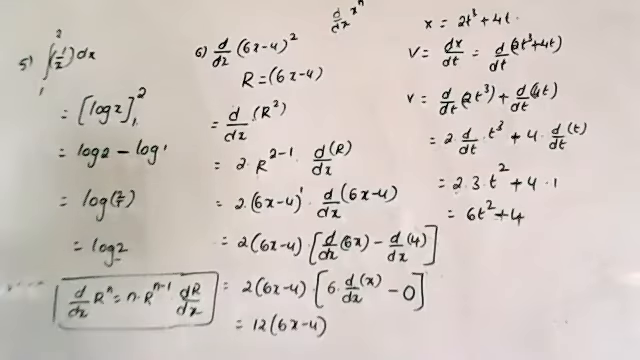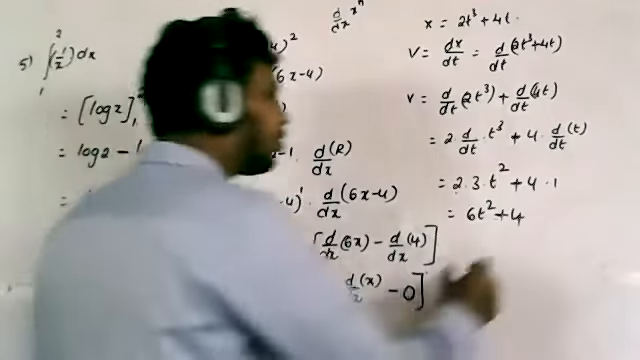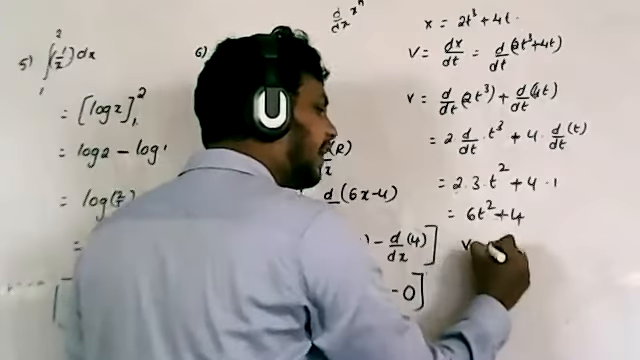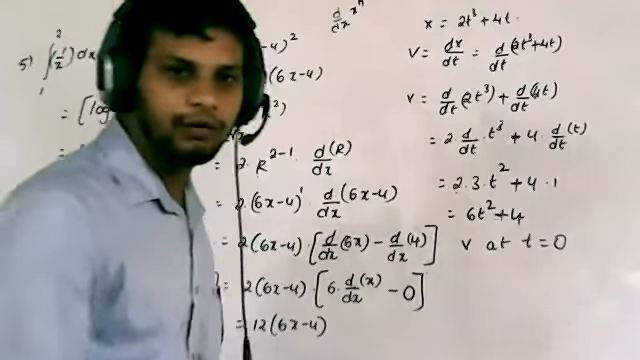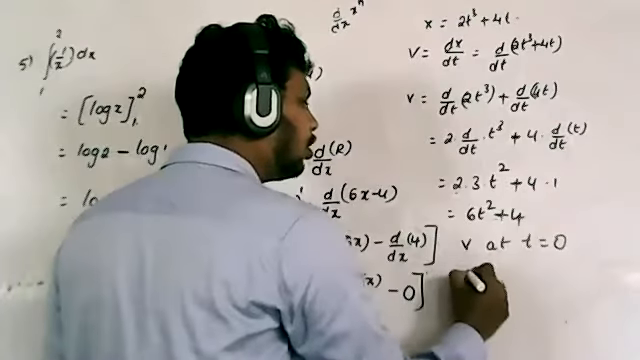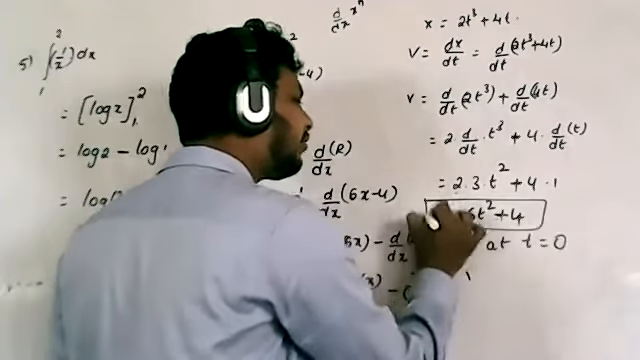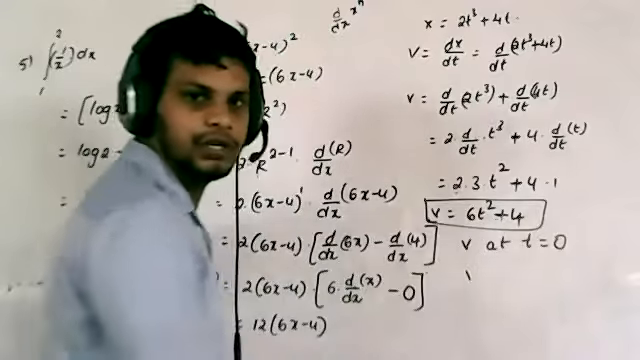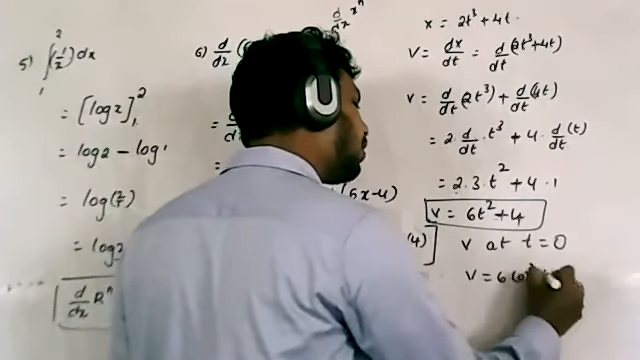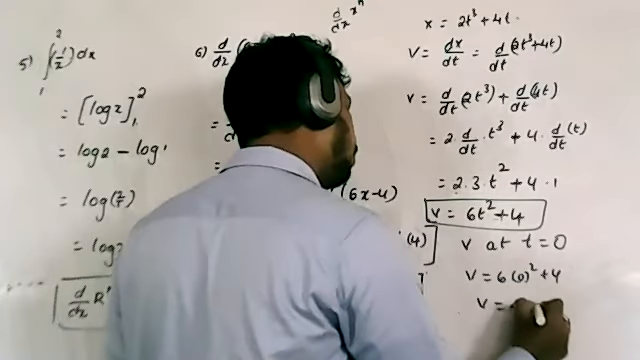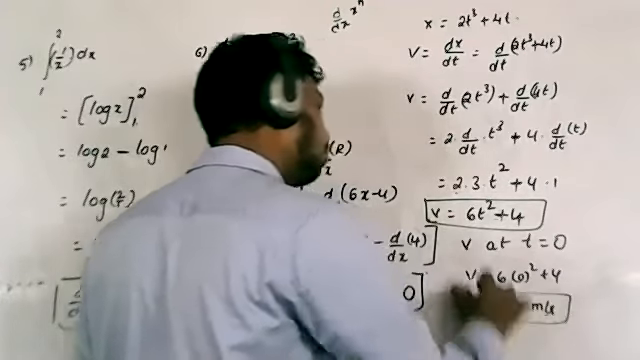Now what they asked in the question is, what is the velocity at time t equal to 0? So for velocity at time t equal to 0, substitute t equal to 0. We got v as 6t square plus 4. Substitute t equal to 0. Therefore 6 into 0 square plus 4, that is 4 meter per second. So 4 is the answer.